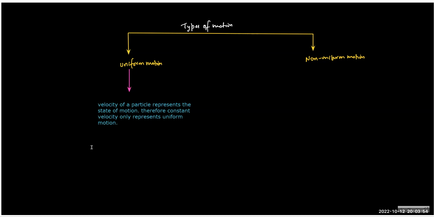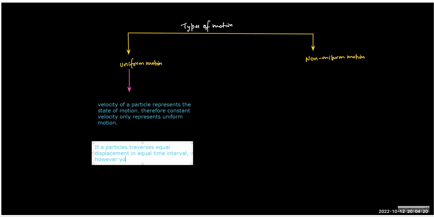And to define the uniform motion, the rule is: if a particle traverses equal displacement in equal time interval, however small be the time interval, then it is said to be performing uniform motion.